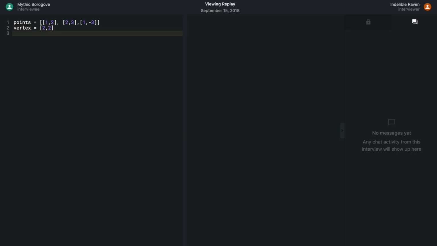Then I'm going to give you a K value, which will be the number of points that I want you to return. So let's say 2. I want you to create a function that finds all the closest points around the vertex that are in the point list, based on distance. In this case, vertex is 2, 2 and k equals 2. We want to find the Cartesian distance: x1 minus x2 squared plus y1 minus y2 squared.